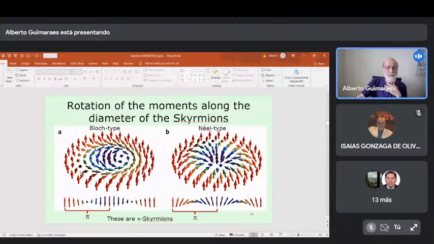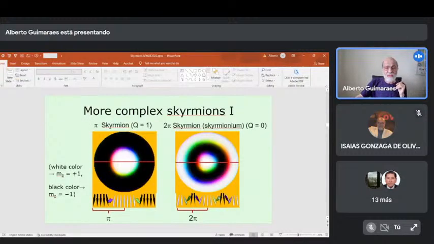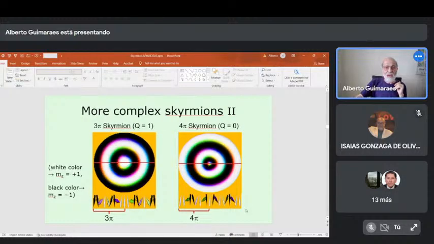This is how the magnetic moments vary along a diameter, as I had mentioned. And these skyrmions are known as pi skyrmions because from the border to the center of the object, it turns pi radians. The same is observed here. They are both pi skyrmions. There are other types of skyrmions, as illustrated here. These are again the pi skyrmions. Here I have a 2 pi skyrmion. The moments from the border to the center, they turn 2 pi. And other more complex skyrmions, for example, here with the 3 pi and here a 4 pi skyrmion.